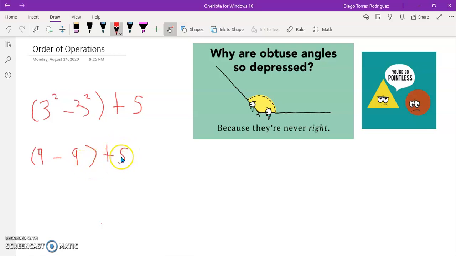Here we go again. PEMDAS rule applies again to this. Parentheses first from left to right. 9 minus 9 is 0, plus 5. PEMDAS rule: no parentheses, no exponent, no multiplication, no division. We have adding from left to right. The answer will be 5. Y'all got that?